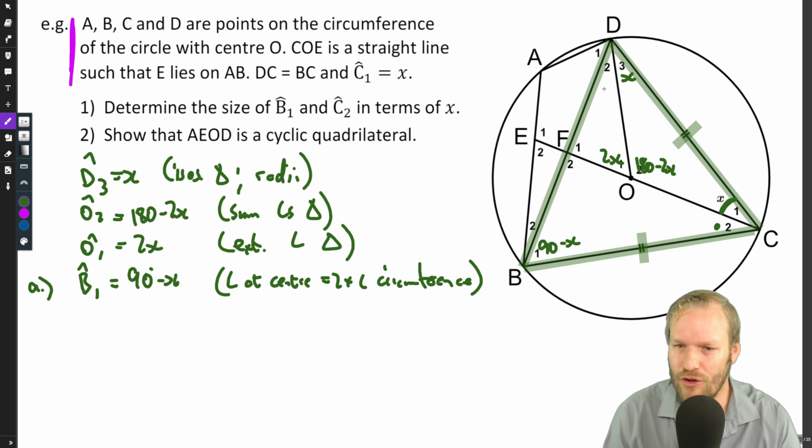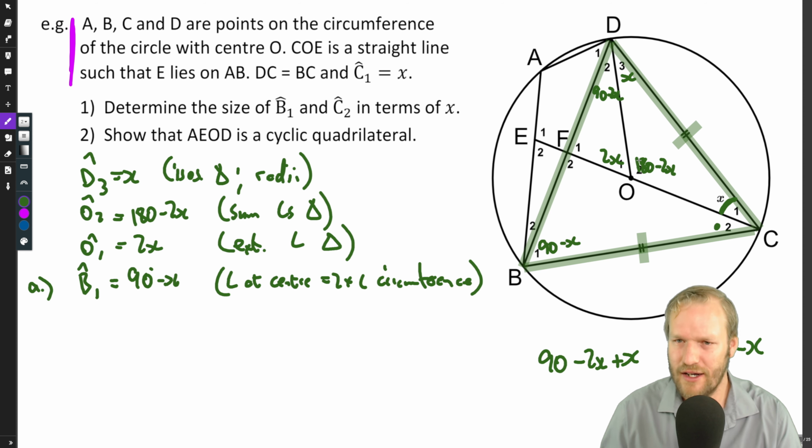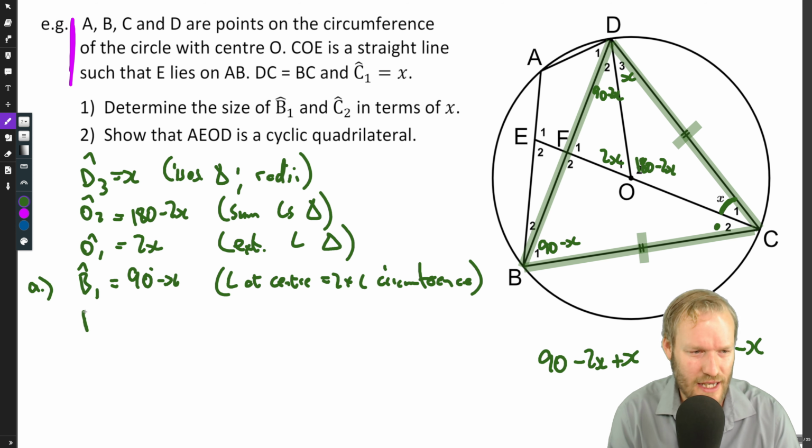So this angle here we can work out. This angle D2 and 3 must equal 90 minus x. We've already got x, so we're going to need to add 90 and subtract 2x. Let's just check. Is 90 minus 2x plus x equal to the other angle, 90 minus x? Yeah, it does. So that angle D2 is 90 minus 2x because of that isosceles triangle.